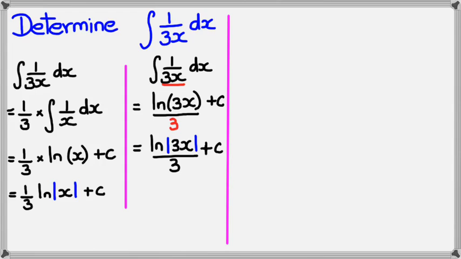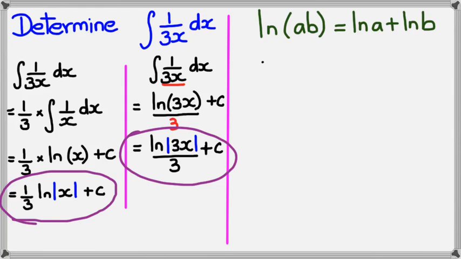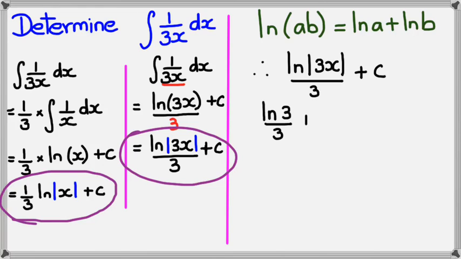Now right now I'm guessing you're asking the question, how are these two things equal? How is this and this equal? Alright, I'm going to explain that to you guys, but that's going to take this extra space, so just bear with me. Now I know we've covered log properties before, so ln of AB equals ln of A plus ln of B. So what I can do is, if I have ln of 3x divided by 3 plus c, I could split this up as ln of 3 divided by 3 plus ln of x divided by 3 plus c.